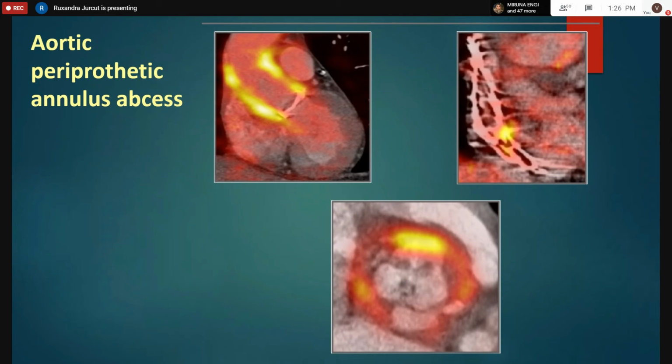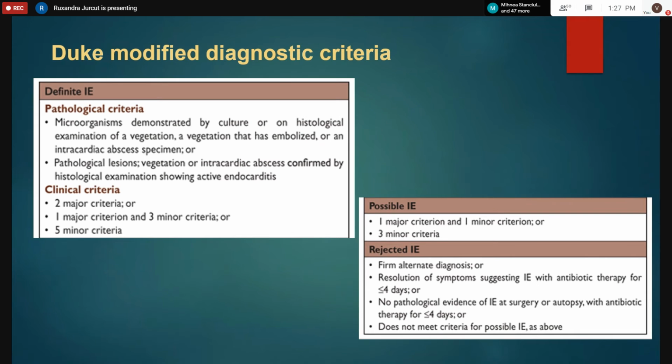So you can use either SPECT or PET-CT to see, for example, around the prosthesis here, an aortic prosthesis, there are hot spots suggesting that there can be an abscess here, a periprosthetic annulus abscess. So it shouldn't be so hot, it should be just a normal sort of region.